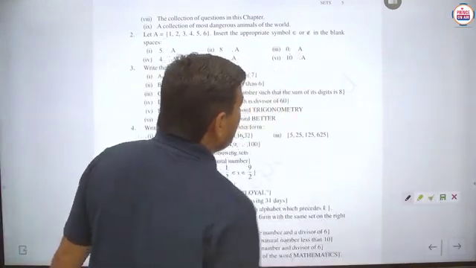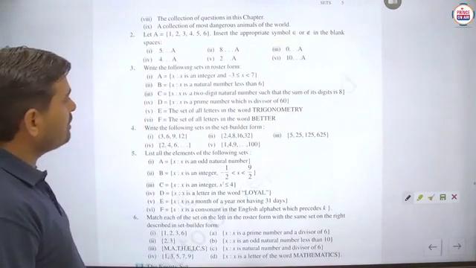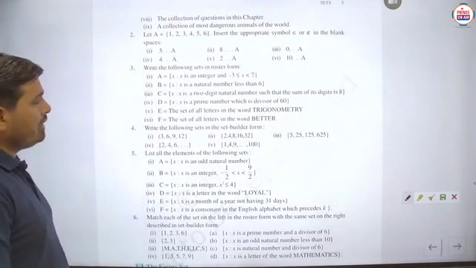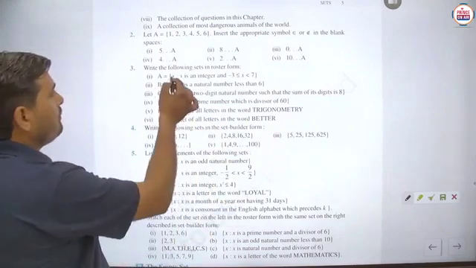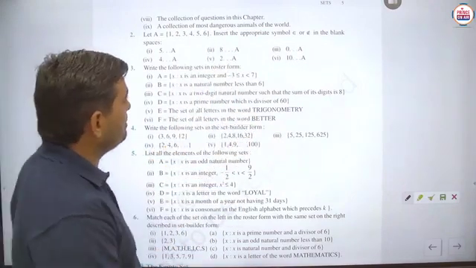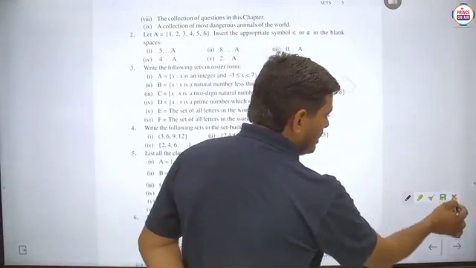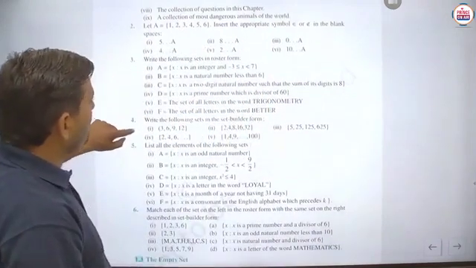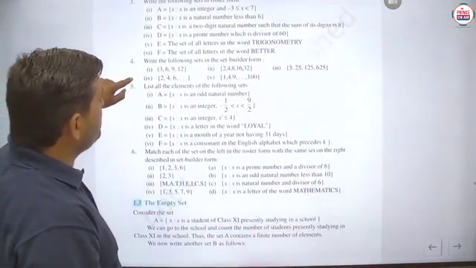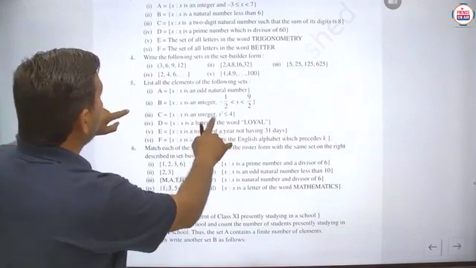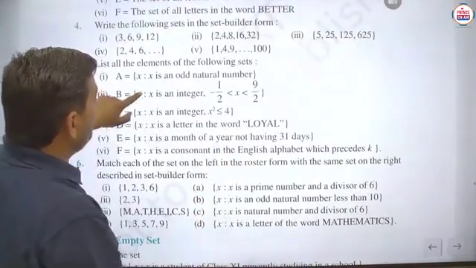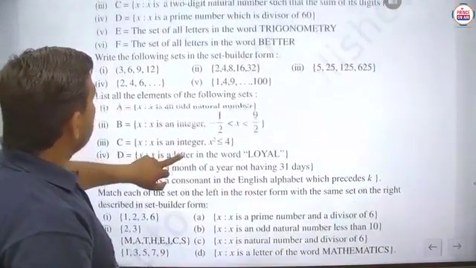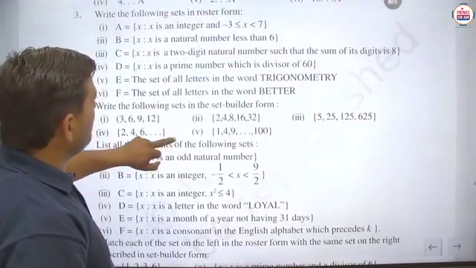Next question student, we have to take the question number 3. In this question number 3, basically write the following set in the roster form. So just we have to move this slide, then after we can check each and every part. Is it to be clear? And just I will increase the size here so you can easily see each and every part.